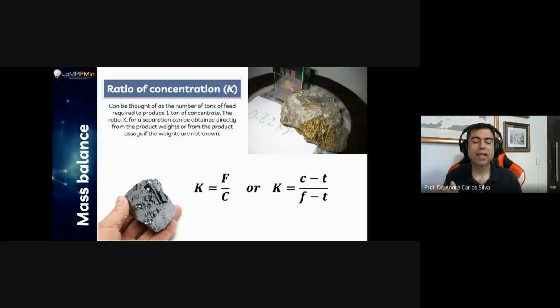Okay, so guys, another thing that we can also calculate or estimate is the ratio of concentration. So what is the ratio of concentration? We could imagine something like this: how much ore I have to feed my plant in order to produce 1 ton of concentrate. That's quite a good figure, because everything starts with the client. The client is always right and things like that. Yeah, I slightly disagree, but nevertheless, let's consider this.